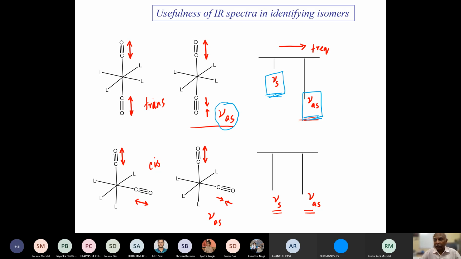On the other hand, if I have a cis geometry, it doesn't have to be an octahedral complex. I have an octahedral complex pictured here. Anything that varies from around 90 degrees to 110 degrees or so, or even 120 degrees, will have such a coupling of the two carbonyl stretching frequencies.